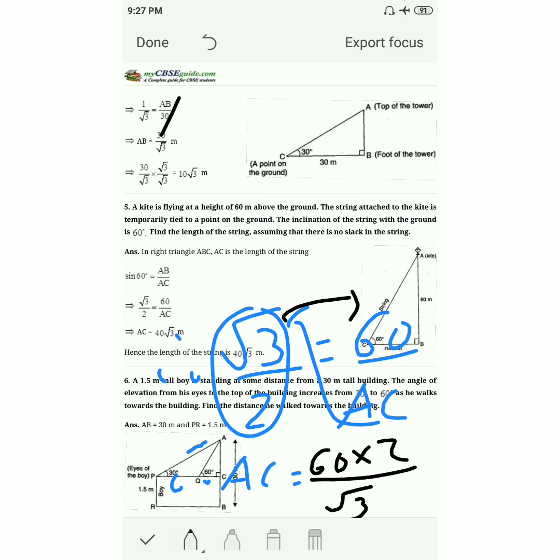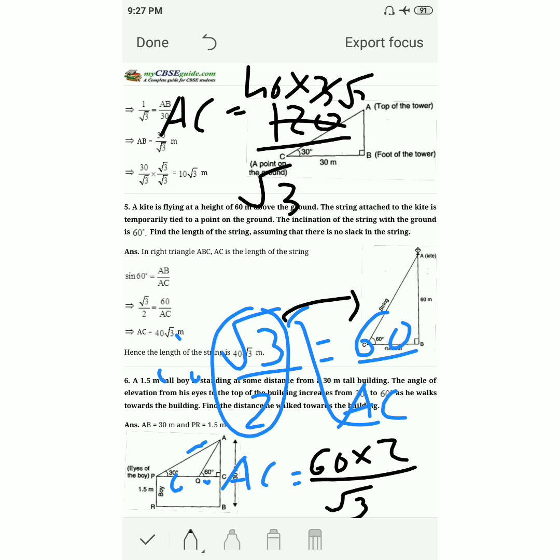So AC is equal to, now 60 multiplied by 2, it's 120 upon under root 3. Now we need to rationalize the denominator, otherwise in place of 120 we can write 40 into 3. Now in place of 3 we can write under root 3 into under root 3. So under root 3 cancels, so the final answer is 40 under root 3 meter. Okay, so the length of the string is 40 under root 3 meter.